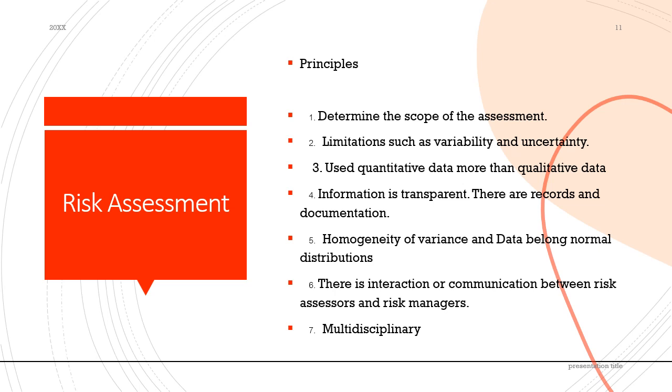What is involved in risk assessment? First, we determine the scope of the assessment. Is it physical, chemical, or biological? The second is limits, such as variables or uncertainty factors. The third, try to use quantitative data more than qualitative data. I will talk in the next slide about what quantitative and qualitative mean. The information should be transparent, with records and documentation.